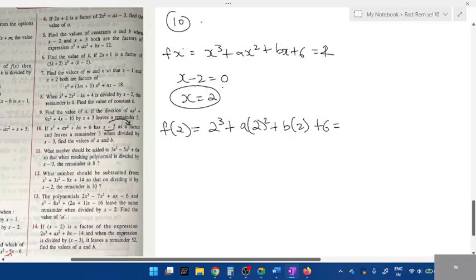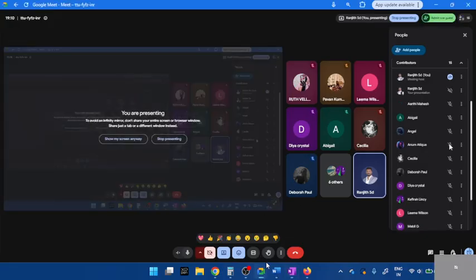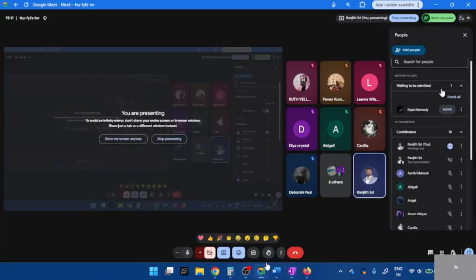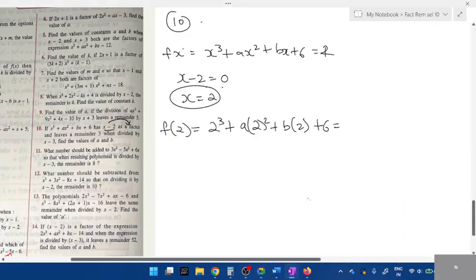If they tell you x minus 2 is a factor, what do you have to take on the right hand side? All of you respond. What do you take on the right hand side? Yes, if it is a factor, you have to take 0. All of you will solve this 10th question.